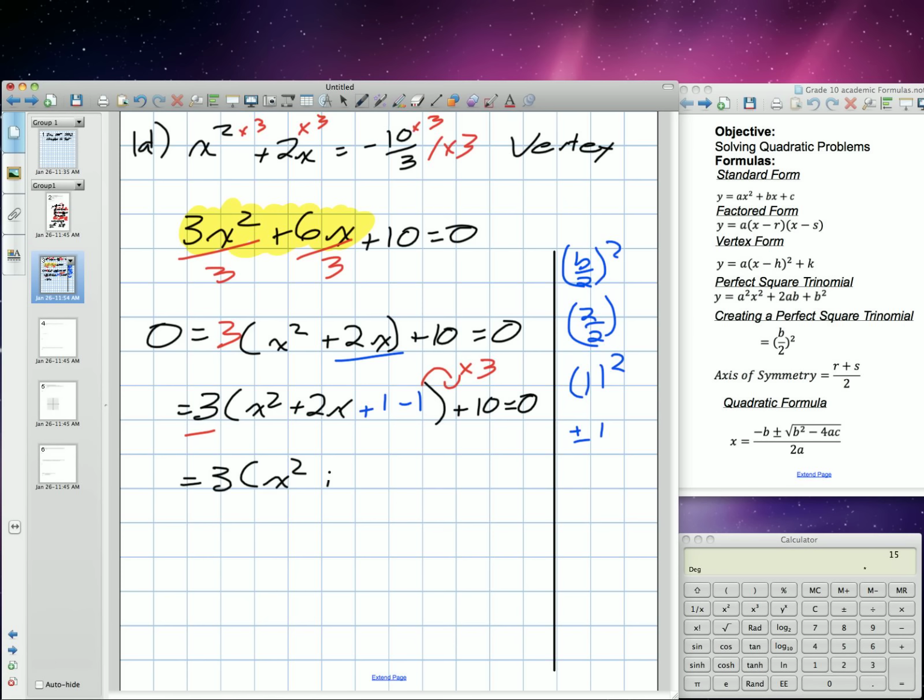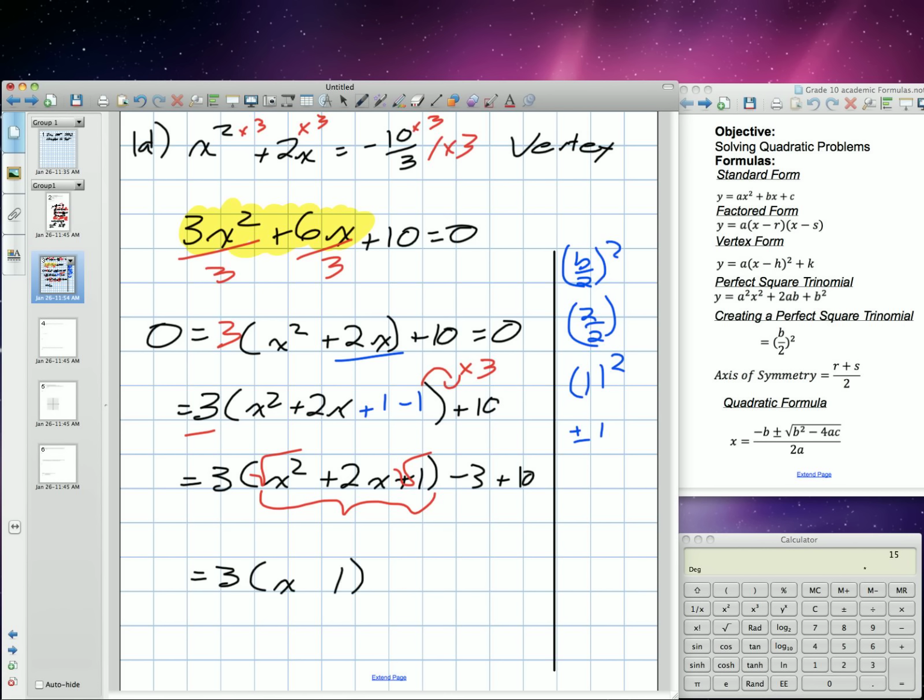Now we're going to take the negative number to the outside of the brackets. When we do so, we need to multiply by the a factor. So we get 3x squared plus 2x plus 1 minus 3 plus 10 equals 0. I don't know why I keep putting 0 at the end. I really don't need to.